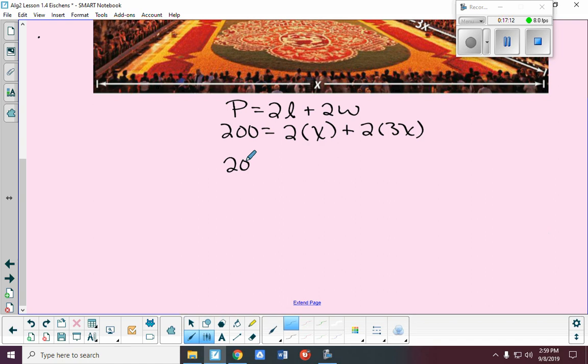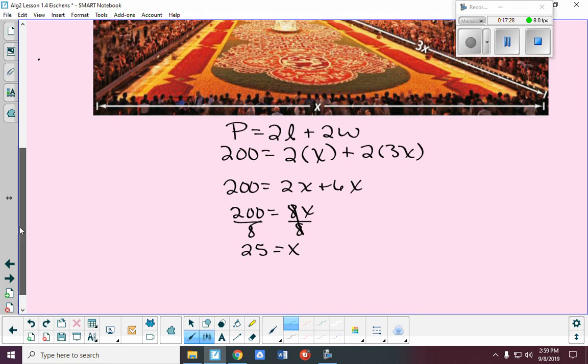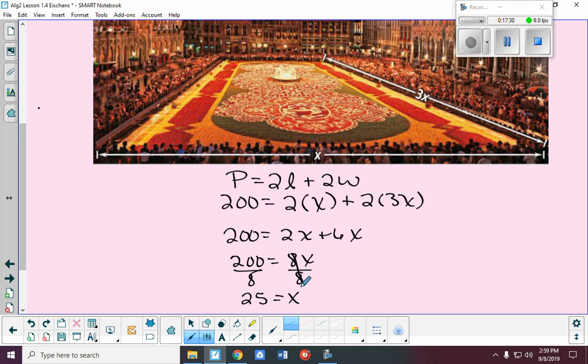So 200 equals 2x plus 6x. 200 equals 8x. So x would equal 200 divided by 8, which is 25. And to find your dimensions, then you have to substitute that back in. So this would be 25 right here, and this would be 75 right here. So you have 75 and 75 and 25 and 25, and that should add up to 200.